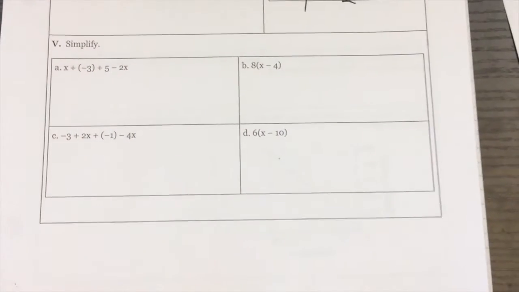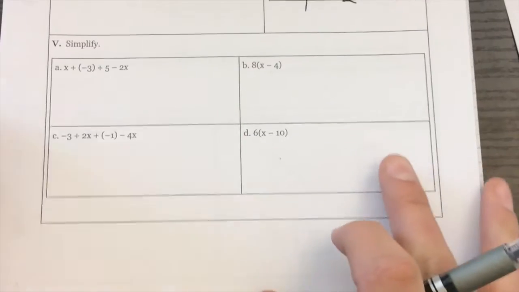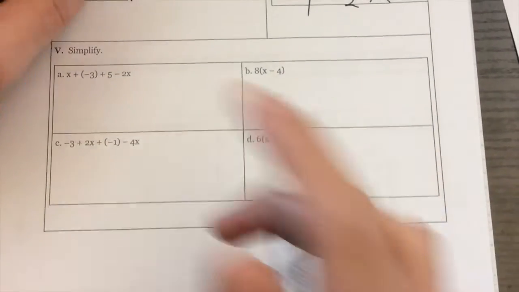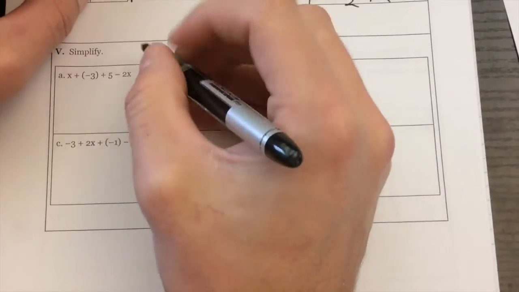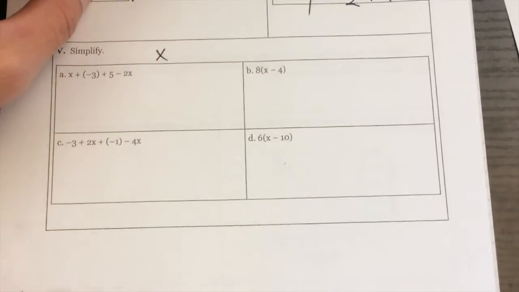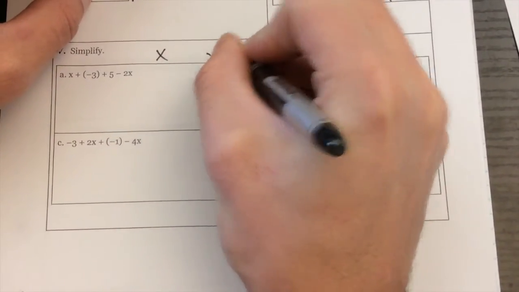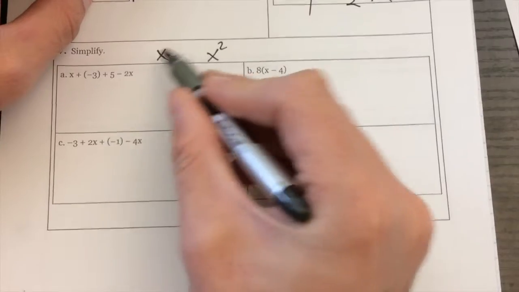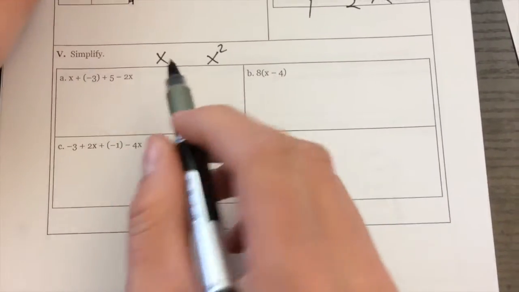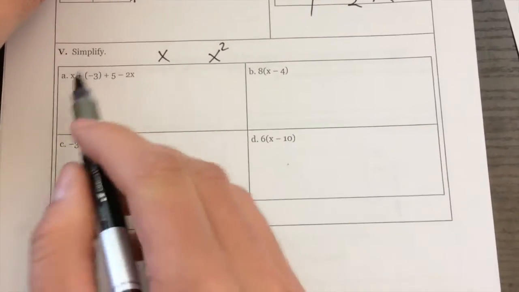All right, standard 5, last but not least, combining like terms. Remember, like terms have the same variable, but they also have the same power. So if I have x squared, I cannot combine this with x. They have to have the same variable and the same power.